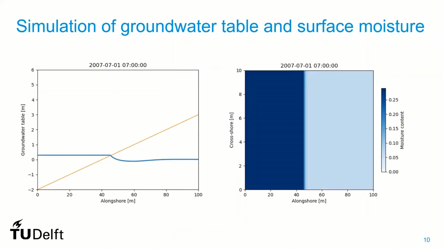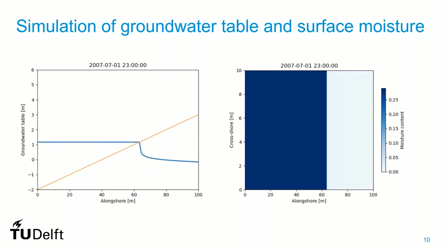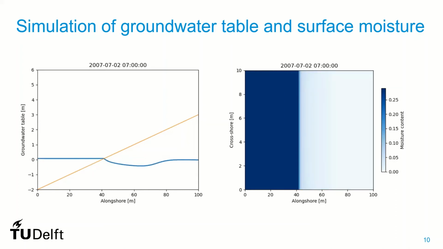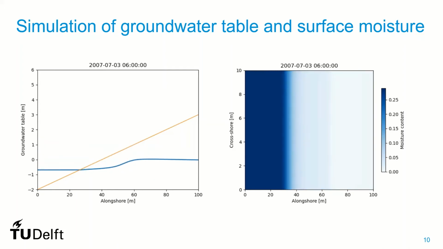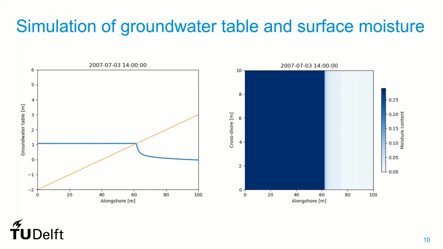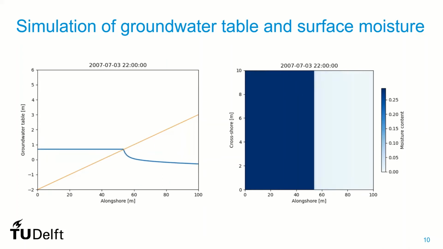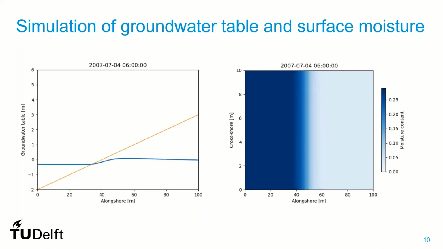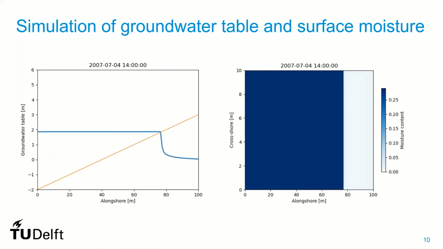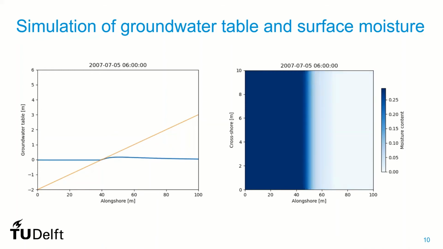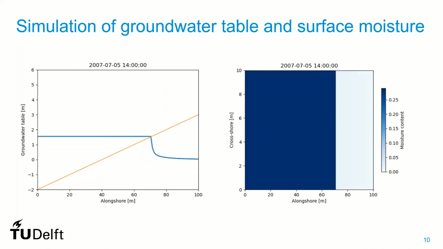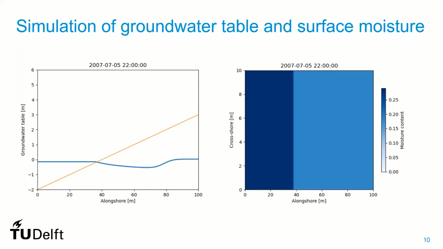Here are a couple of animations showing the variation of the groundwater table to the left and the surface moisture to the right. We see how the surface moisture content is varying with the groundwater table, and there is also a couple of rainfall events wetting the entire beach. And if you take a look at the beach profile to the left, that is the yellow line in that figure, that is the beach profile that we are using in the demonstration cases that I will now present.